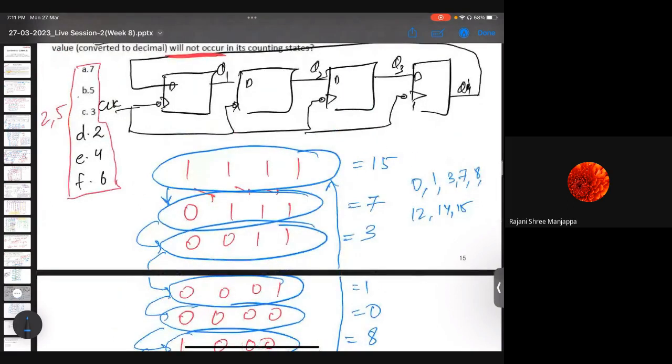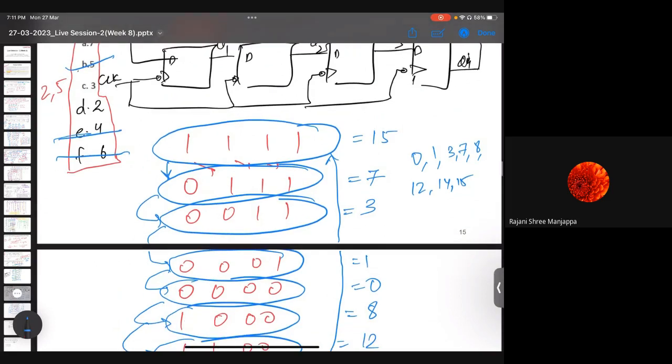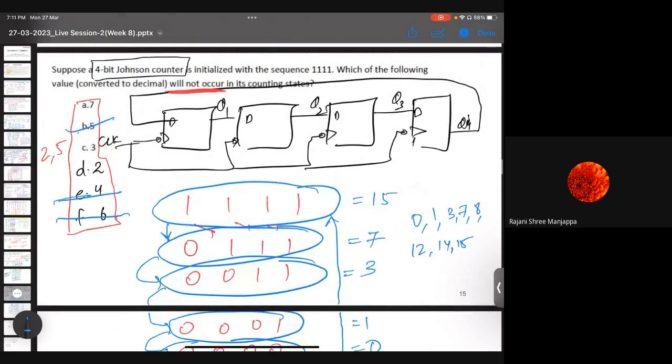So the question has 7 is not the answer, 5 is the answer, then 3 is also there, 2, 4, 6. Yeah, 2, 4, 6 is not considered here. Wait, since it is a 4-bit counter, so let me erase these options. So you are correct. B and D will be the answer if I frame this question like this. Is it fine?